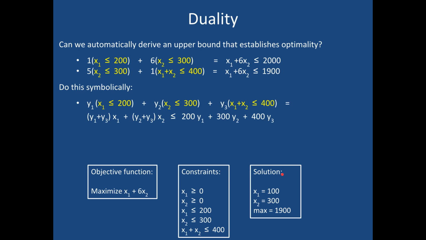So I'll let y1 be the coefficient, and I'll multiply this by. And I'll let y2 be the coefficient, and multiply that by. So instead of picking specific coefficients, I just do y1, y2, and y3. And once I rearrange, I get this. I get y1 plus y3 times x1 plus, and so on. Okay, well that's good. But how can we solve for those coefficients?